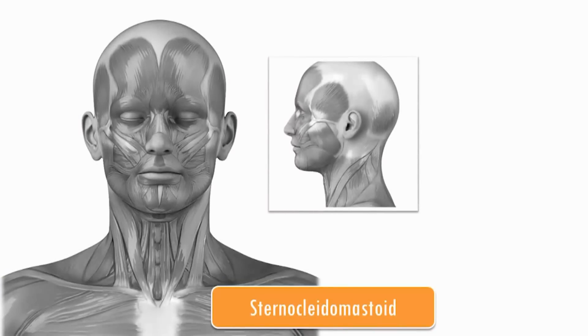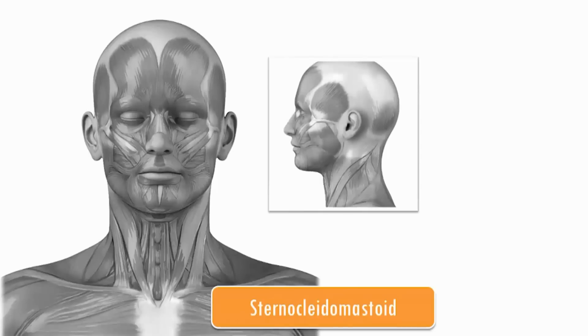The next muscle is the sternocleidomastoid. The attachment sites of this muscle: the origin is on the anterior aspect of the manubrium and the medial clavicle. So there's two heads. The insertion point is at the mastoid process of the temporal bone and the lateral aspect of the superior nuchal line of the occiput.